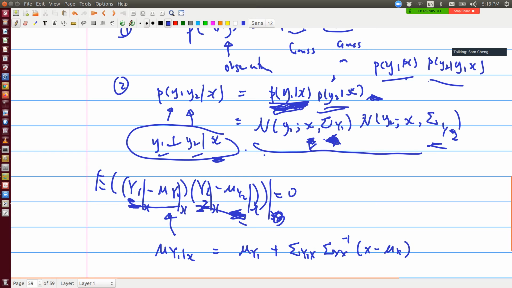But if you have this condition here, you have a Markov chain. It means that for y2 given x, y1 is not important anymore. So I can remove that, and it becomes y2 given x. That's conditional independence. Yes, that's right.